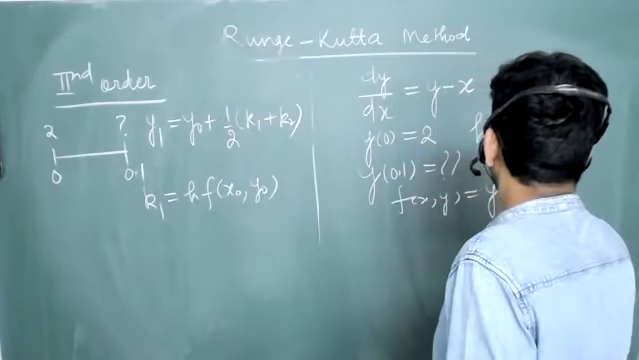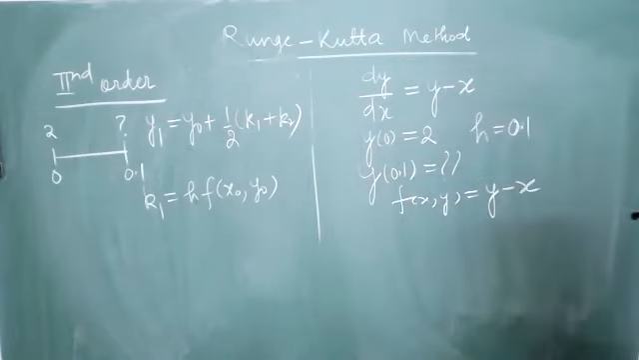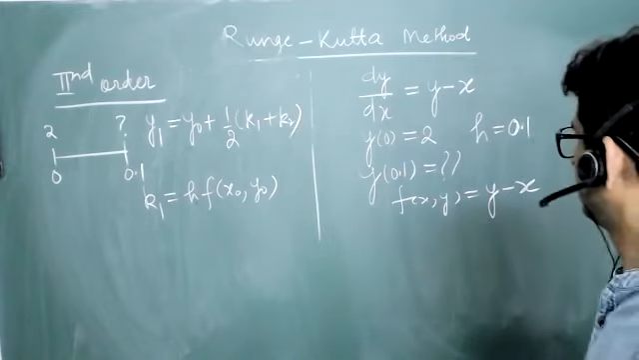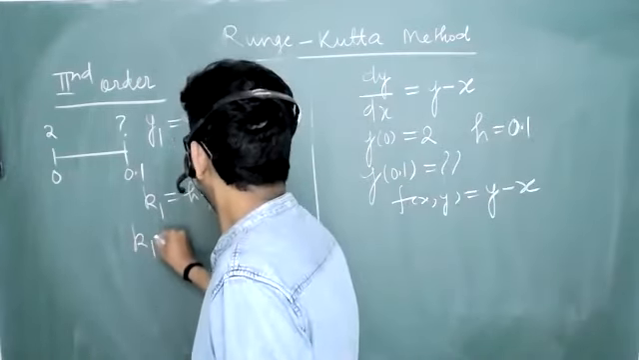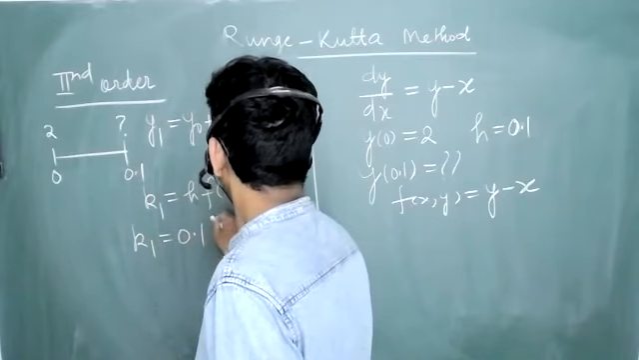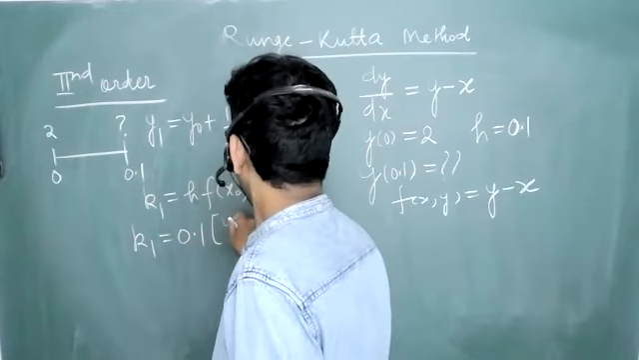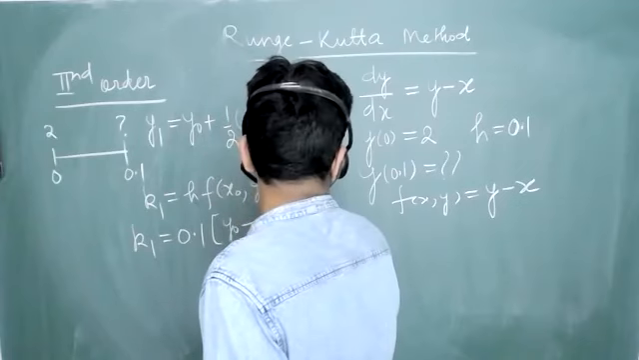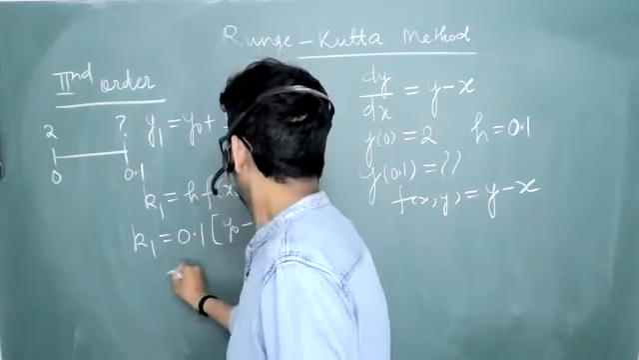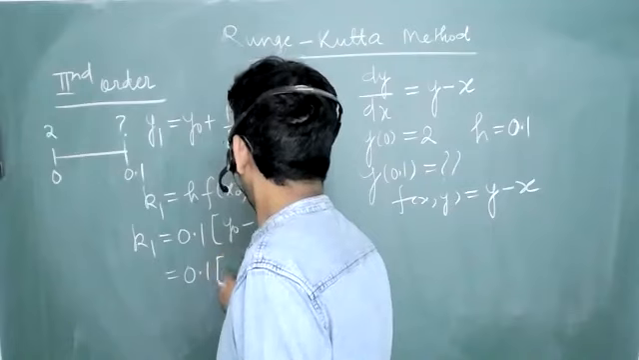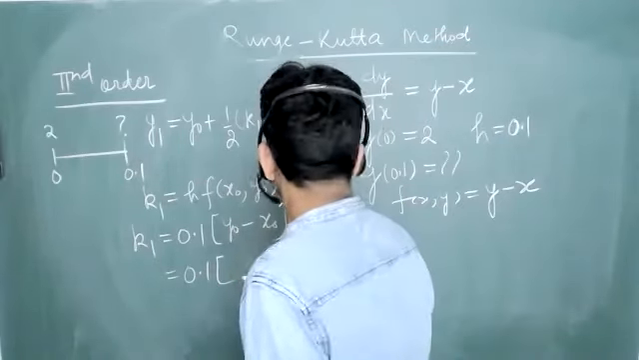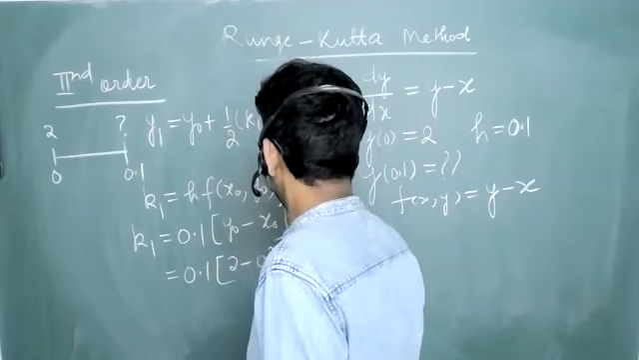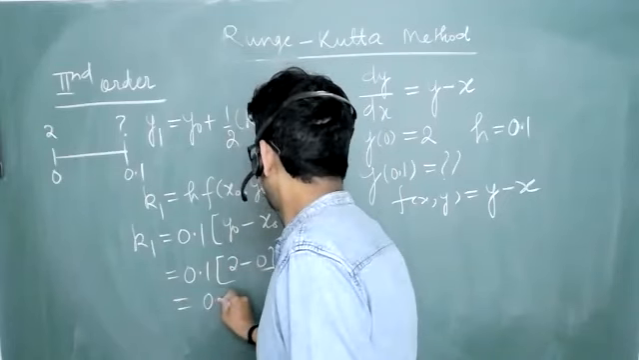And by the way, what is f of x comma y here? y minus x. So k1 will become h times y naught minus x naught. So it will become 0.1 times, what is y naught? 2 minus 0. So it will become 0.2.